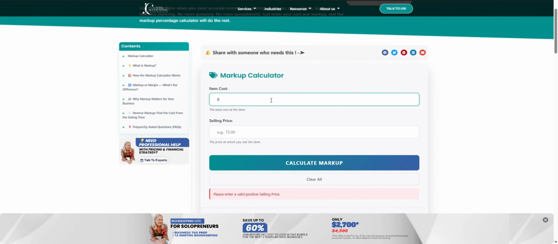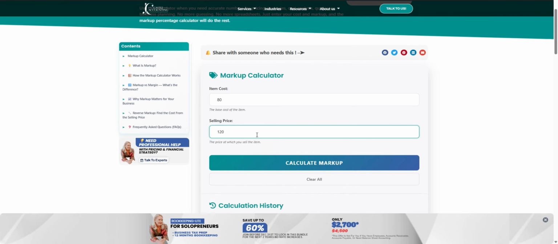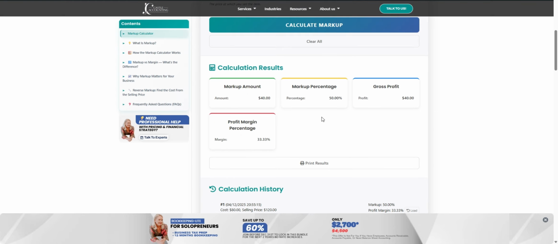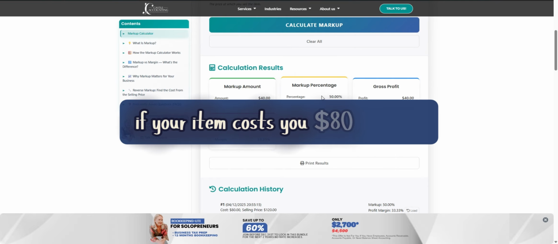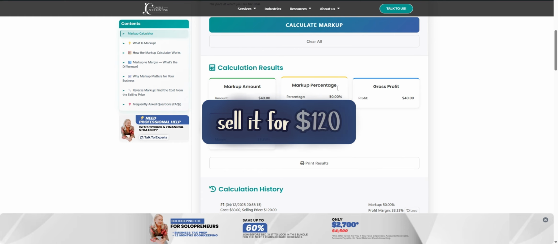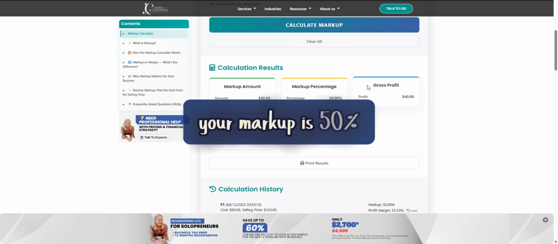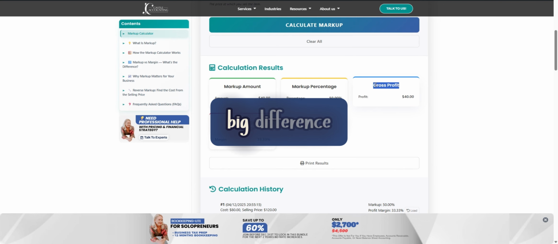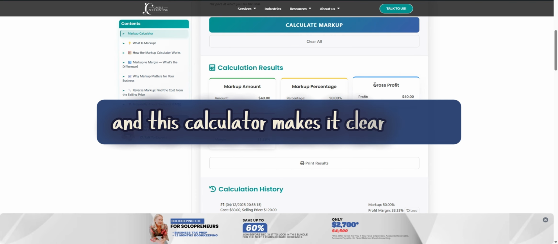Let's say your product costs you $80, and you want to sell it for $120. Instantly, the calculator shows your markup amount, markup percentage, profit amount, profit margin percentage. Here's why this matters. If your item costs you $80 and you sell it for $120, your markup is 50%, but your margin is only 33%. Big difference, and this calculator makes it clear for you.